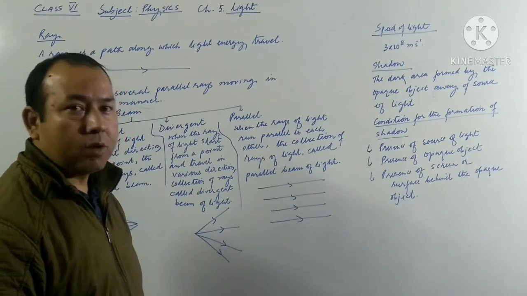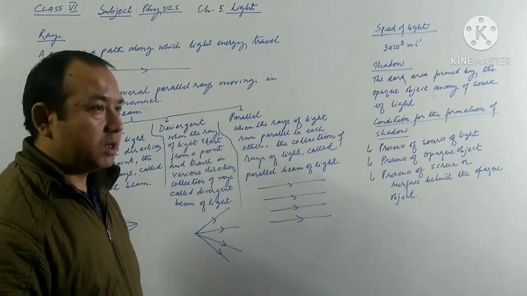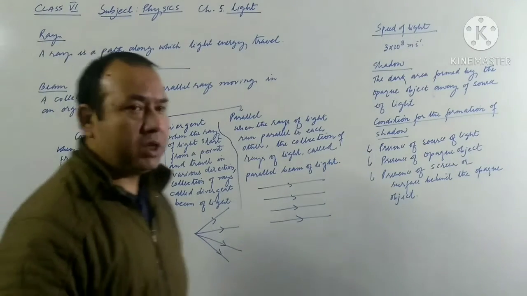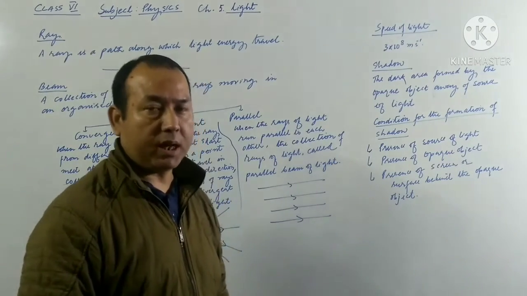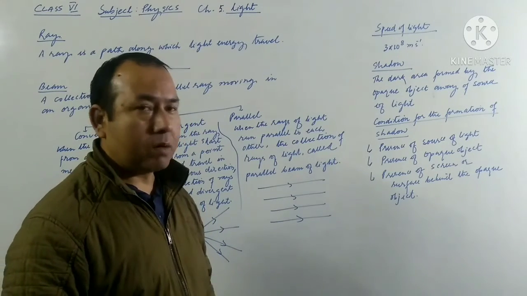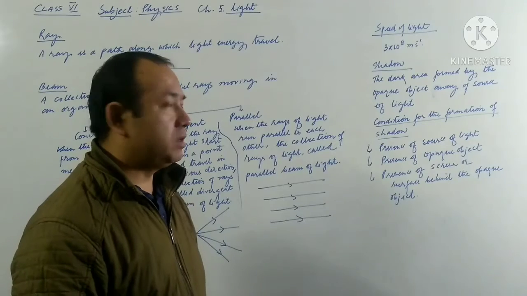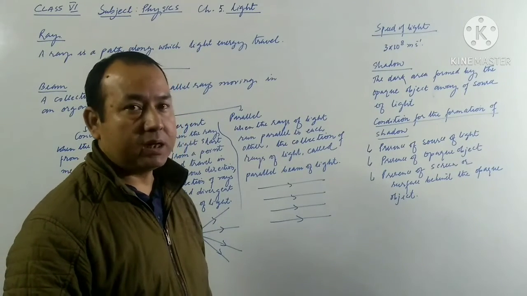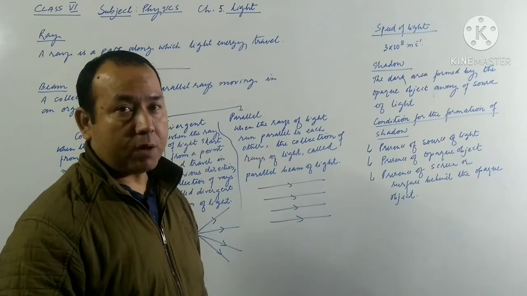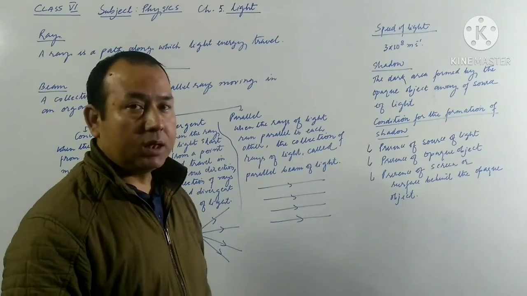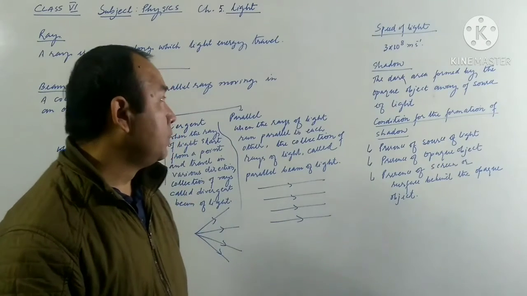Let us try to know about the speed of light. Light travels very fast. Its speed is about 3 into 10 to the power 8 meter per second in vacuum. When there is no obstruction, the light travels at a speed of 3 into 10 to the power 8 meter per second. That means in 1 second it travels around 3 into 10 to the power 8 meters. 10 to the power 8 means 3 with 8 zeros. So it travels very, very fast.